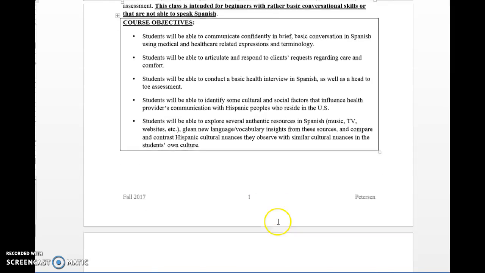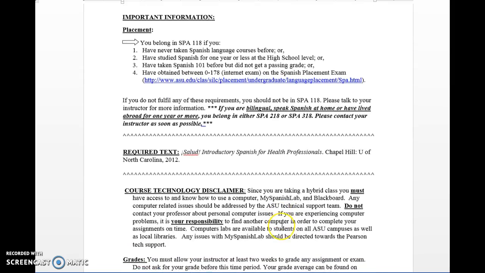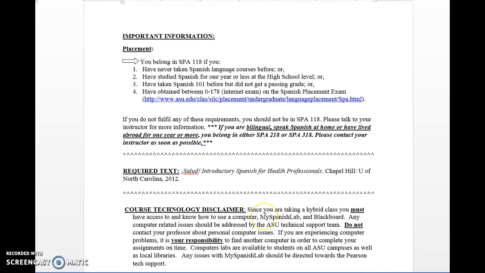and also look at the differences and similarities between cultures. Okay. Page 2 reminds you that you belong in this course if you have never taken a Spanish course before, or if you studied for a year or less at the high school level. Maybe you took a Spanish 101 course and did not get a passing grade, or you went to the link below and took the Spanish placement exam and scored between a 0 and 178.